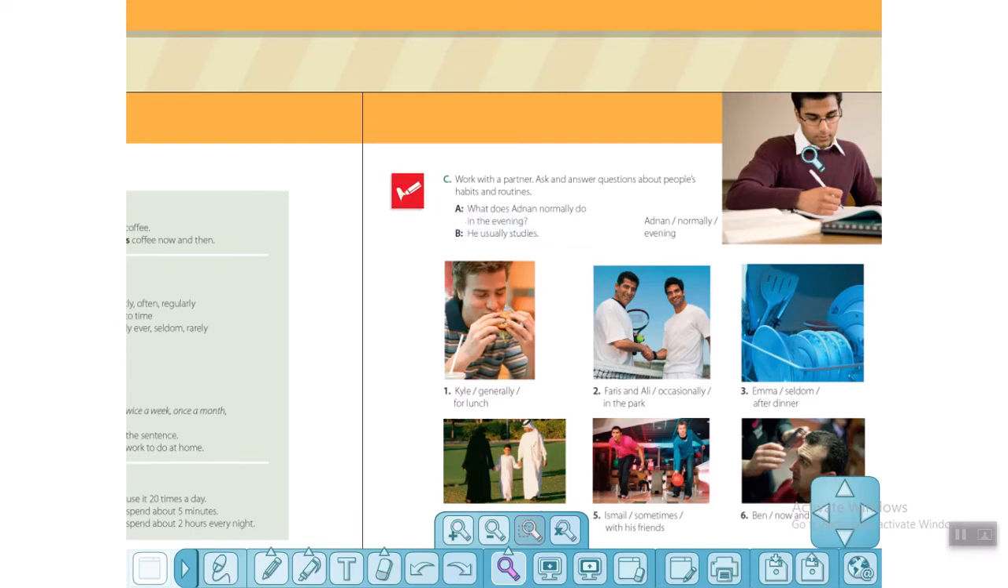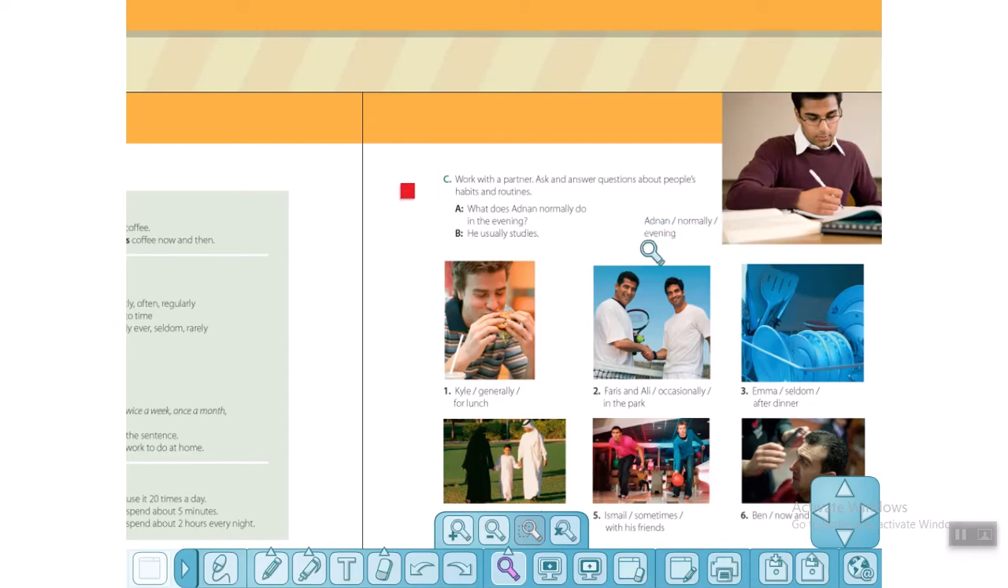This is Adnan. What does Adnan normally do in the evening? What can you see? What's he doing? Yes, he is studying. So the answer is he usually studies. Okay? There are some keywords given.